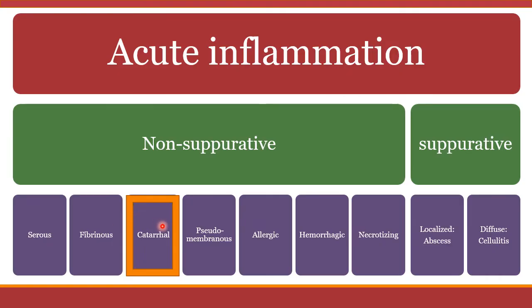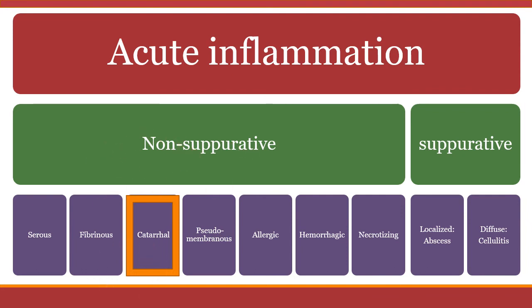The next type of acute non-suppurative inflammation is catarrhal inflammation. Please remember with me that in all the previous types of inflammation till now, we didn't say a word about pus, because we are in the section of non-suppurative inflammation.